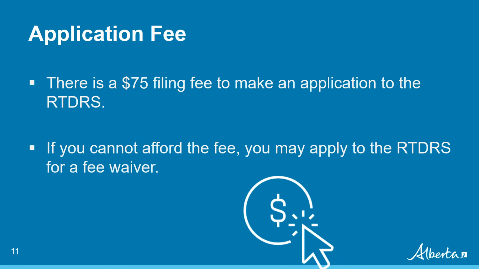Application fee. There is a $75 filing fee to make an application to the RTDRS. If you cannot afford the filing fee and you meet the criteria, you may apply to the RTDRS for a fee waiver. You must provide 3 months' proof of income, either as pay stubs or as a printout of your bank account. The RTDRS fee waiver form is available on the website at www.rtdrs.alberta.ca.